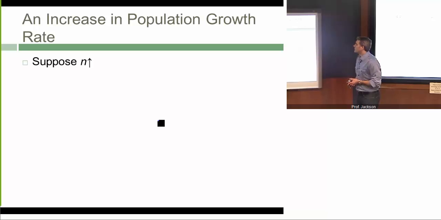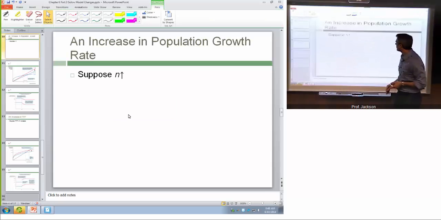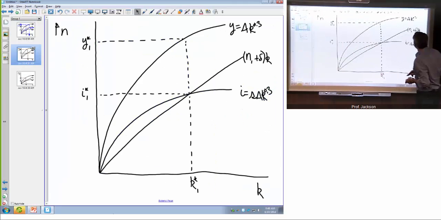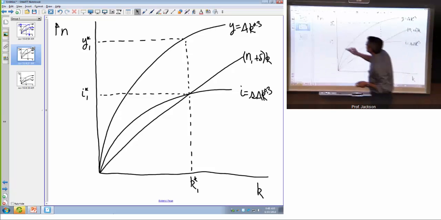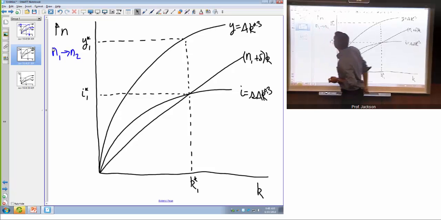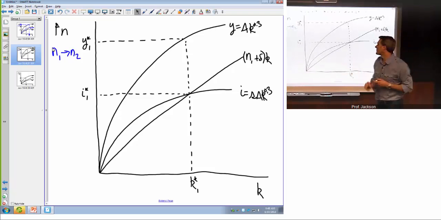So again, the easiest way to think about this is to go through an example. If we assume an increase in the population growth rate, then we can see what happens to our standard of living. So if we go back to the smart board here, we're going to assume that we increase the population growth rate from N1 to N2. This could be from 3% to 5% or something like that.